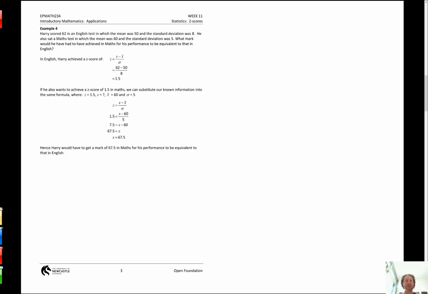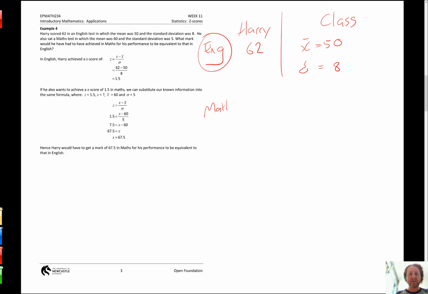Let's check another. Example 4. Harry scored 62, so I like to write out the data. Harry scored 62, so there's Harry and here's the class, in which the mean for the class was 50 and the standard deviation was 8. What was that, English? He also sat a maths test in which the mean was 60 and the standard deviation was 5.